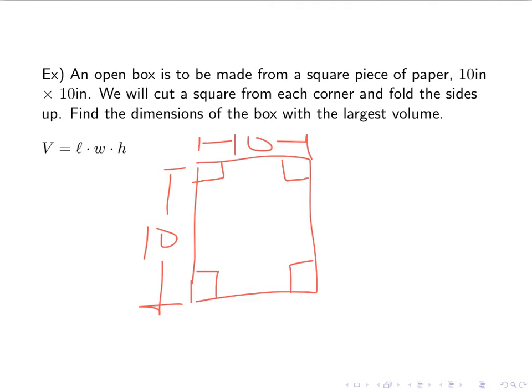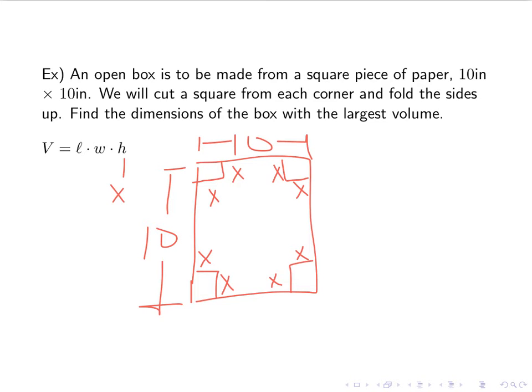And then hopefully you can imagine folding those sides up. Okay? So this square that I cut out, that's going to determine the volume. So that's my variable, that's my unknown. How big of a square should I cut out? So it's a square, so I know both sides are going to be the same. So I'll call it x. So each square is x by x. And when I fold it up, that's going to be the height. So I know the height is x.